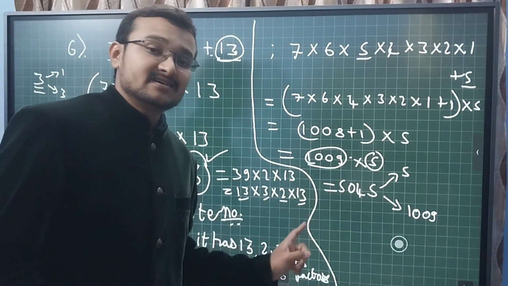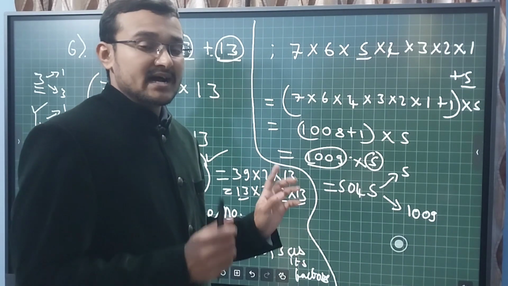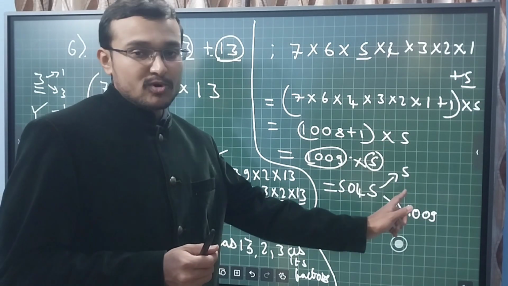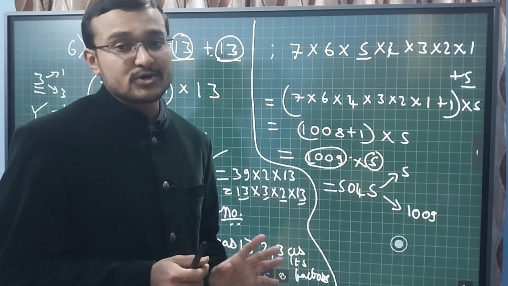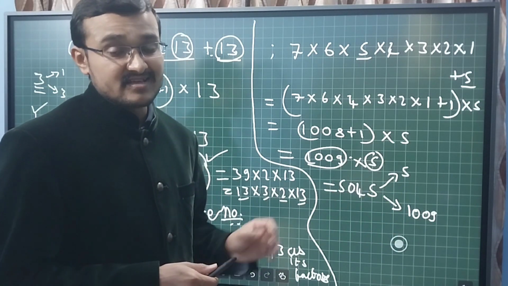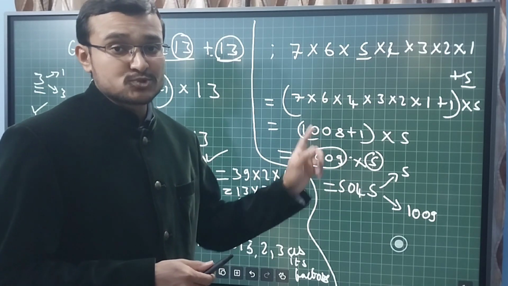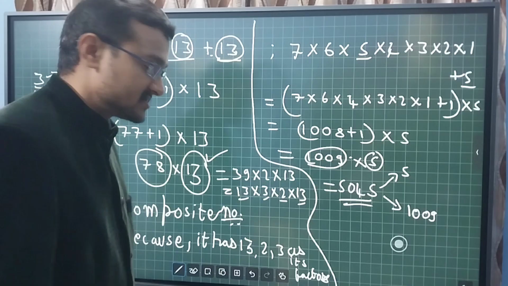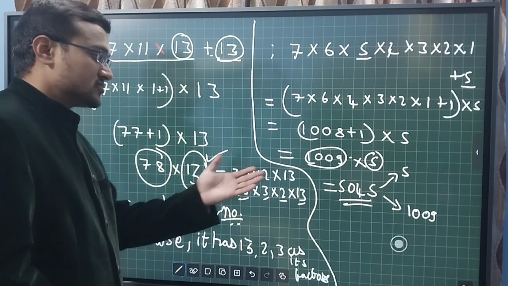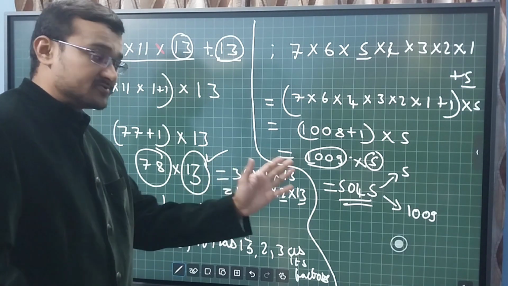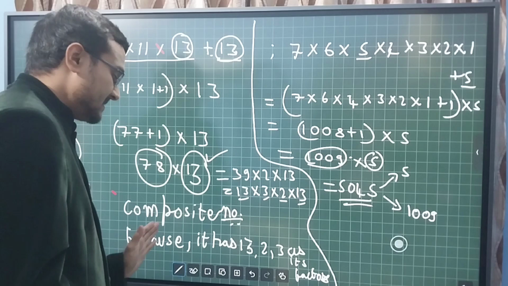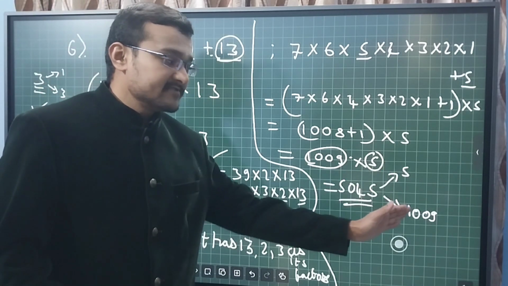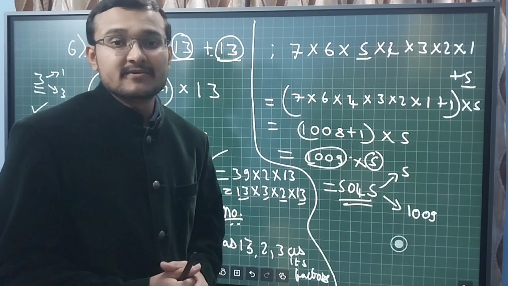So that means other than 5045 and other than 1, it has 2 more prime factors, that is 5 and 1009. So here other than itself and 1, it has 2 more factors, which means 5045 is a composite number. So you can write this. Therefore 5045 is a composite number because it has 5 and 1009 as its prime factors.